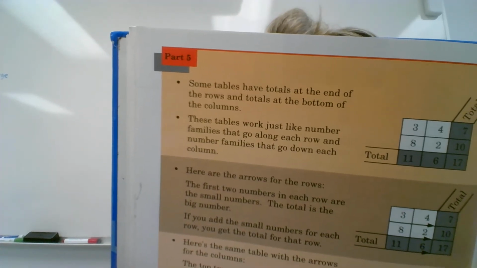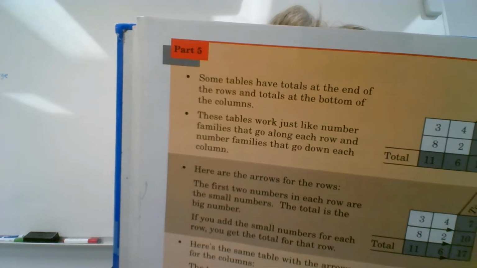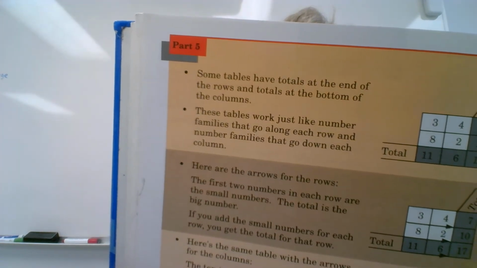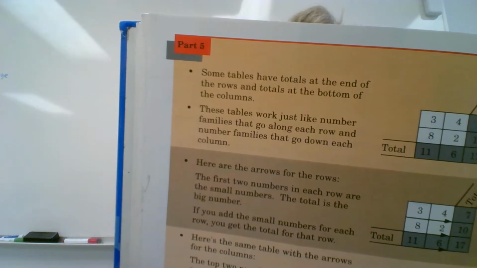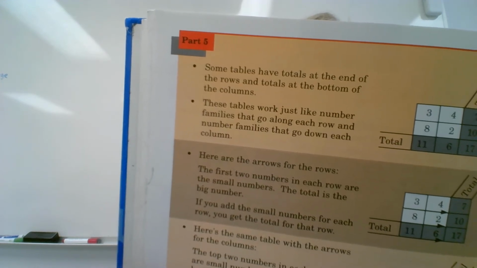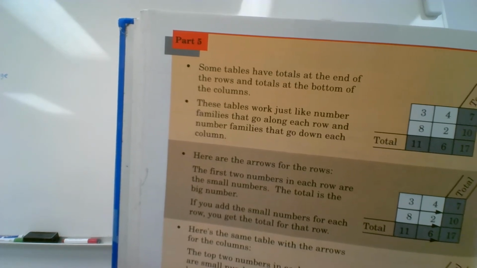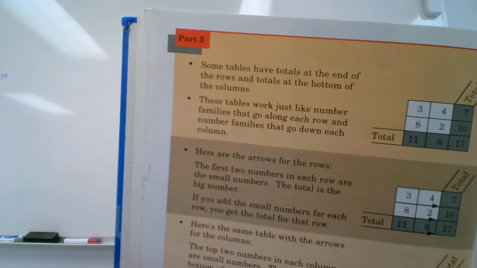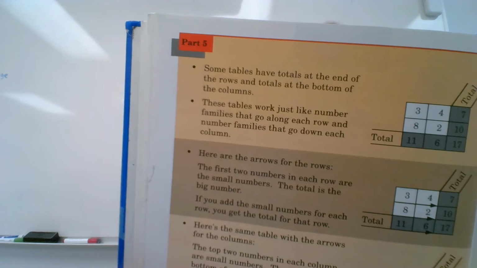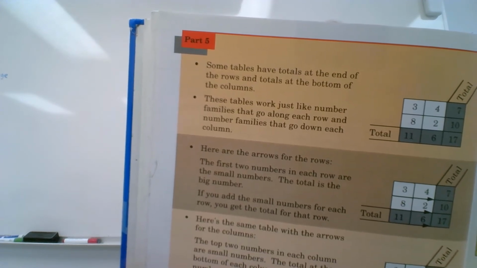Some tables have totals at the end of the rows and totals at the bottom of the columns. These tables work just like number families that go along each row and down each column. You can work the table that has arrows for rows. The first 2 numbers in each row are the same numbers. The total is the big number. If you add the small numbers for each row, you get the total for that row. Look at the top row. Small numbers are 3 and 4. The big number is 7. 3 plus 4 equals 7. The other rows work the same way.